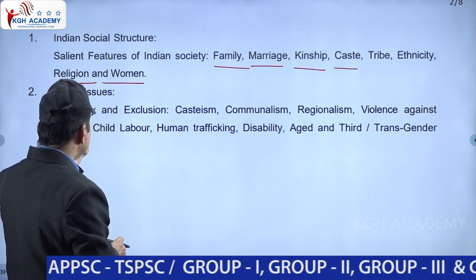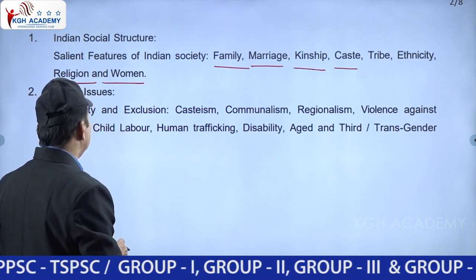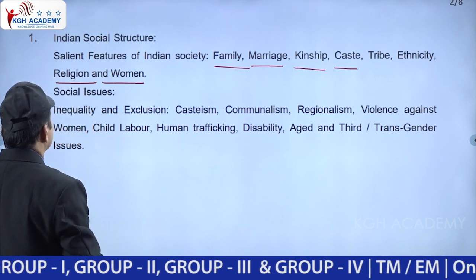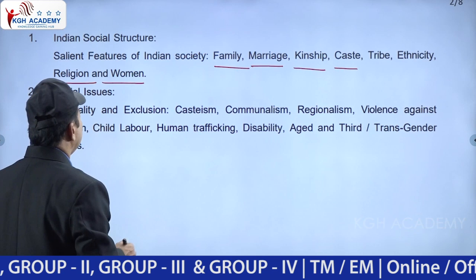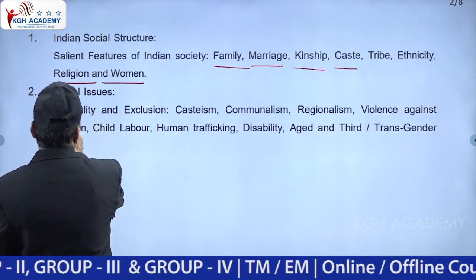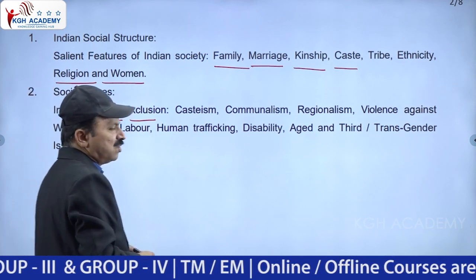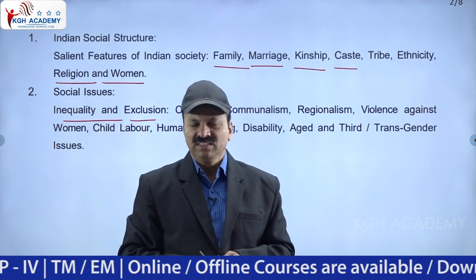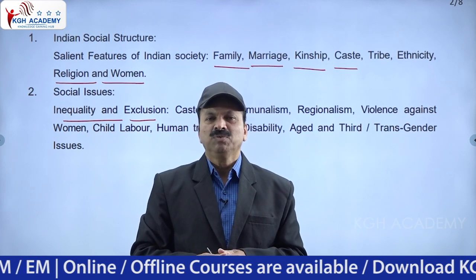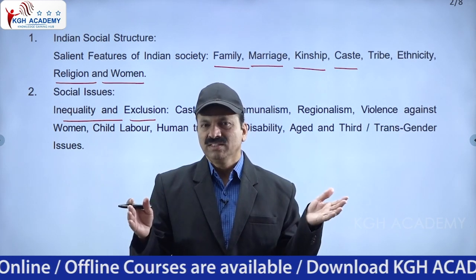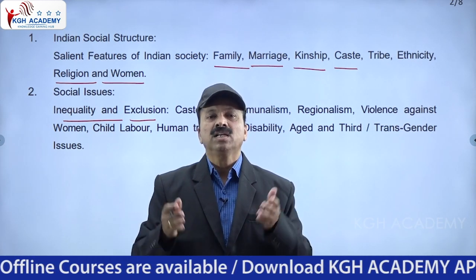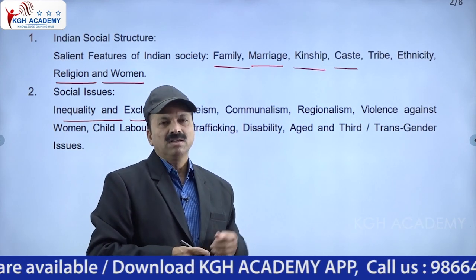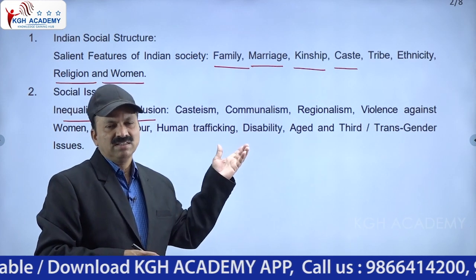Then religion and women: we have to see what religions are there and how respect for women is shown. Then social issues, inequality and social exclusion. Whenever inequality and injustice are there in society, automatically it will give way for rivalry. Internal revolt will start. They will start some movement against injustice and against inequalities.